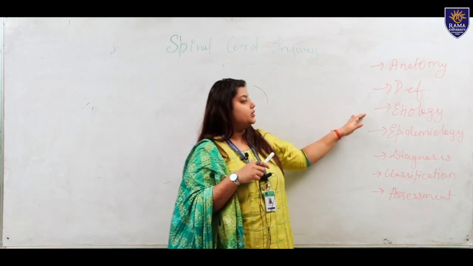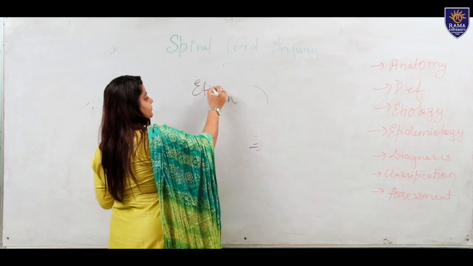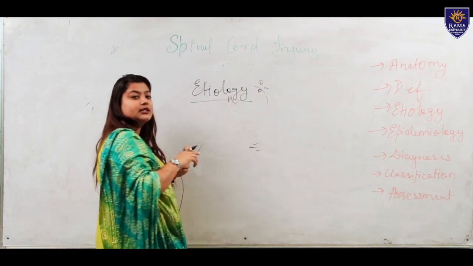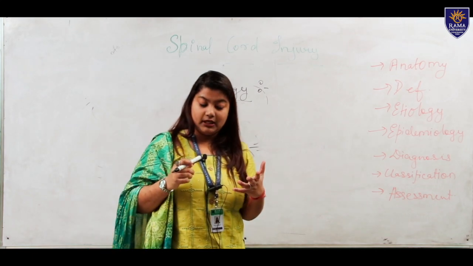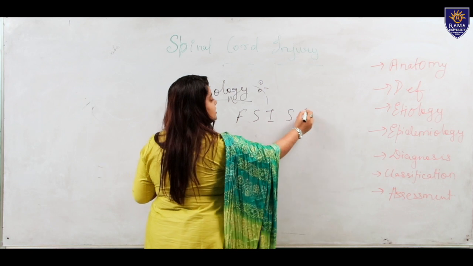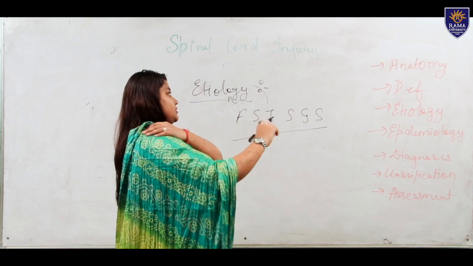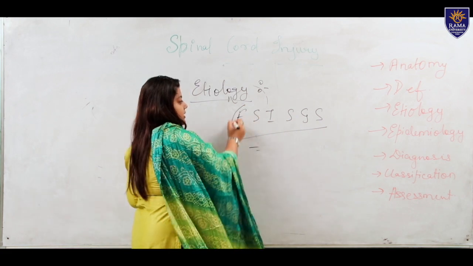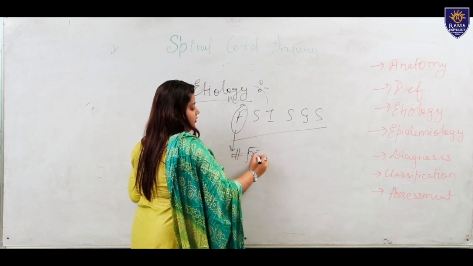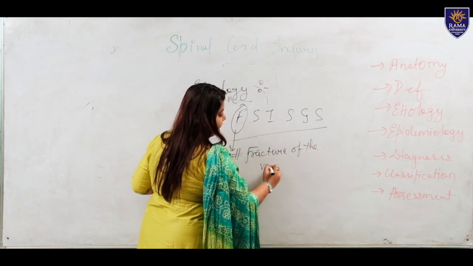Now, coming back to the third point, which is etiology, or the causes. Etiology is given through an acronym which I have made, which could be understood as FSISGS. This is the acronym for various etiologies which cause spinal cord injury. This F stands for fracture of the vertebrae.